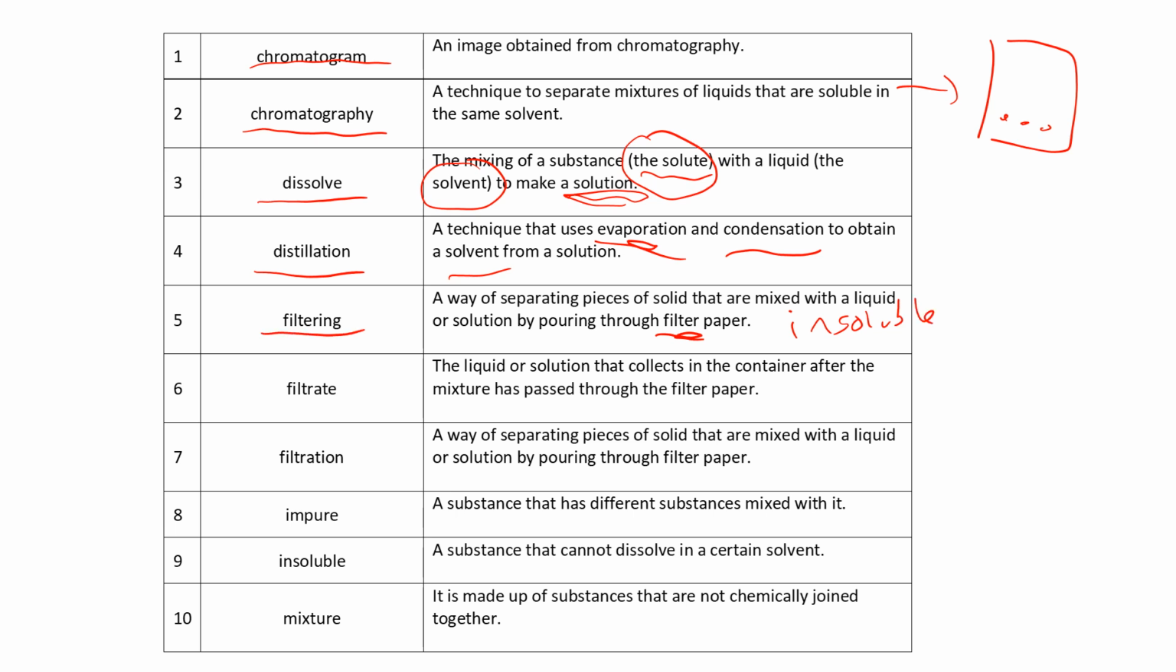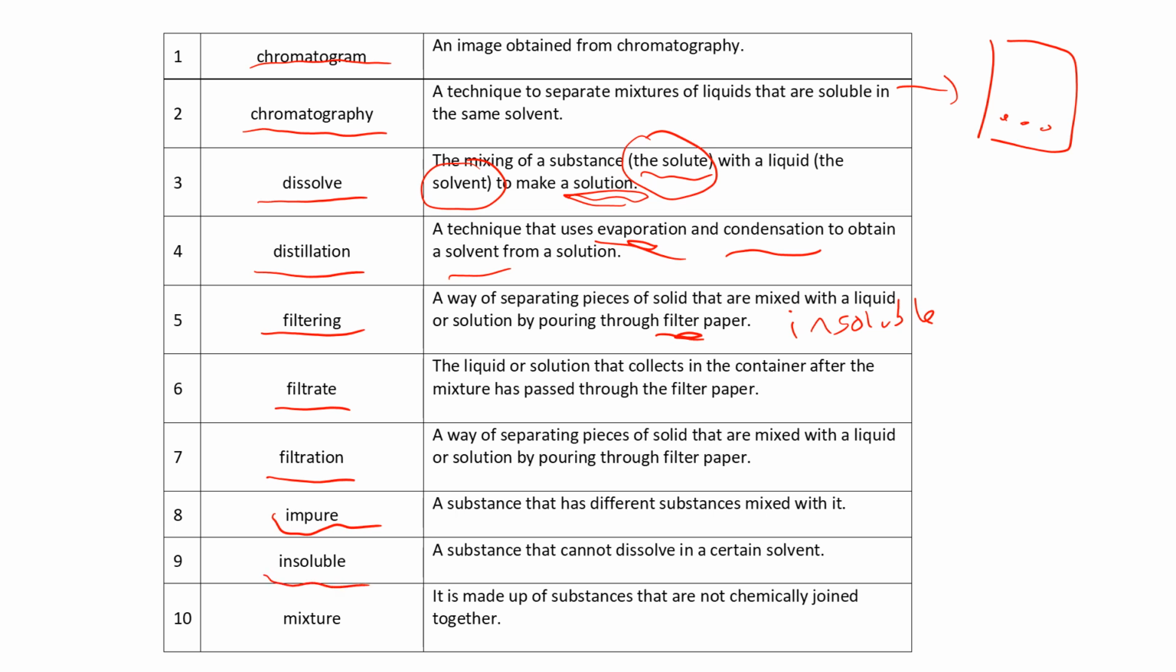The liquid or solution that collects in the container after it's been filtered is your filtrate. A way of separating pieces of solid, that sort of sounds very similar to this, the actual method is filtration. So you're filtering, you get a filtrate, and the method is filtration. A substance that has different substances mixed in with it is impure. A substance that cannot dissolve in a certain solvent is insoluble, like a rock.